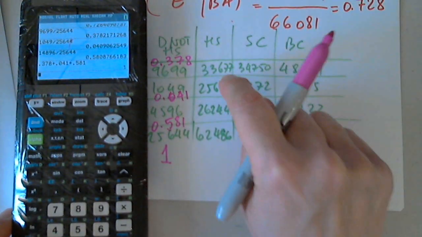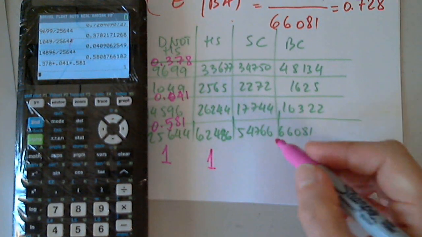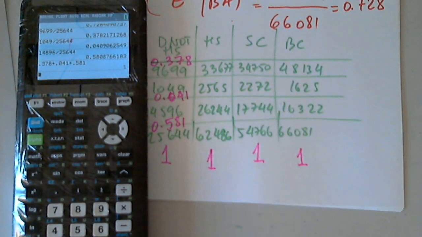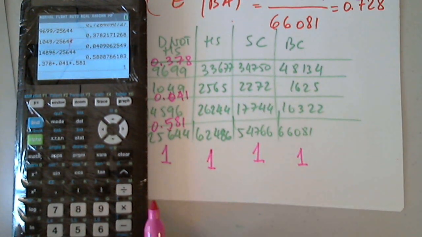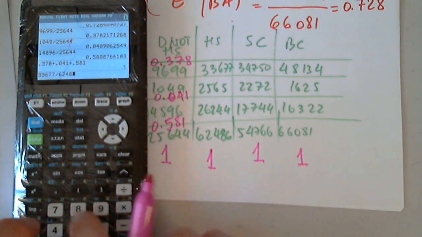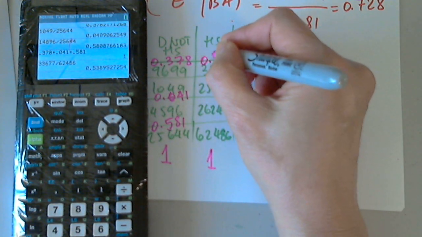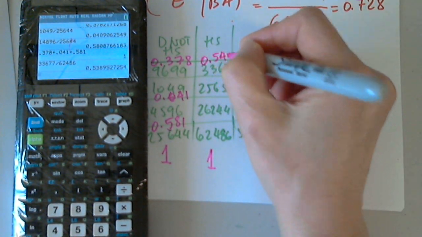33,677 over the total, and so on and so forth. And when I add them up, I have to get 1 for all of them. If not, I have to make some adjustments. 33,677 divided by 62,486. I got for this 0.540.